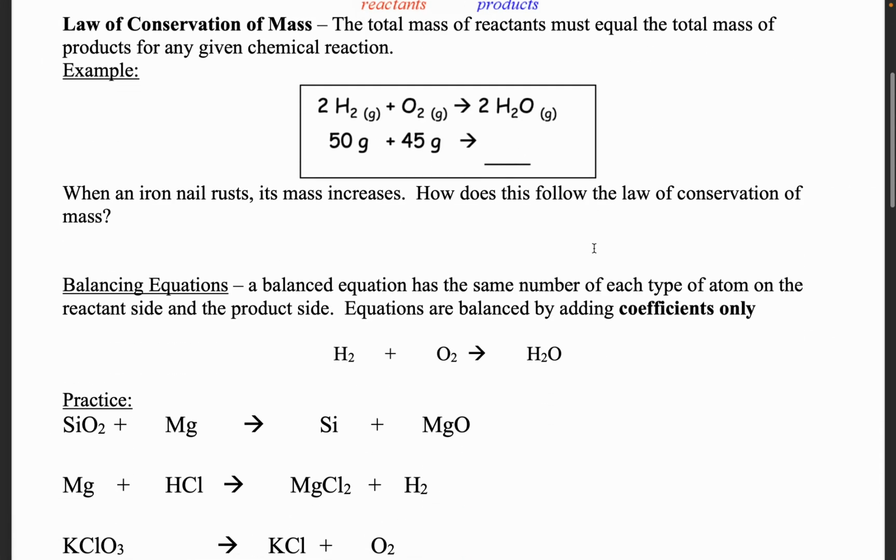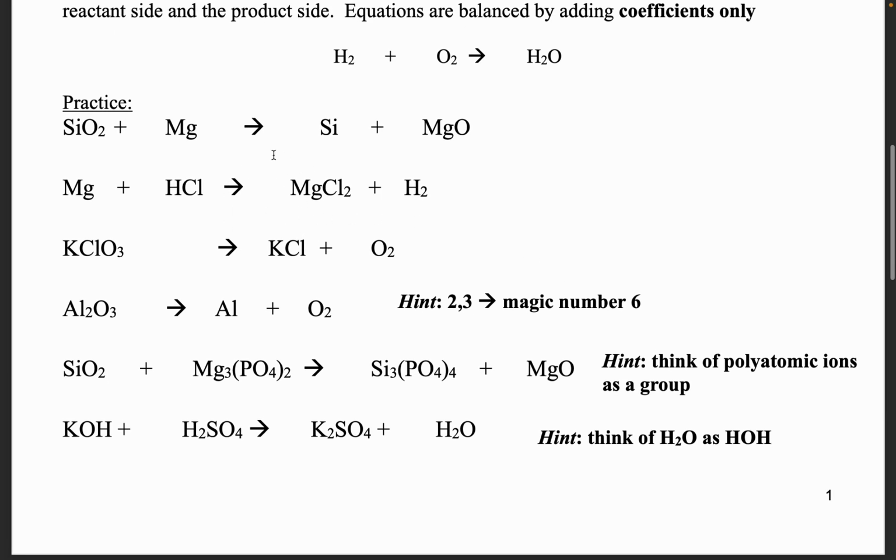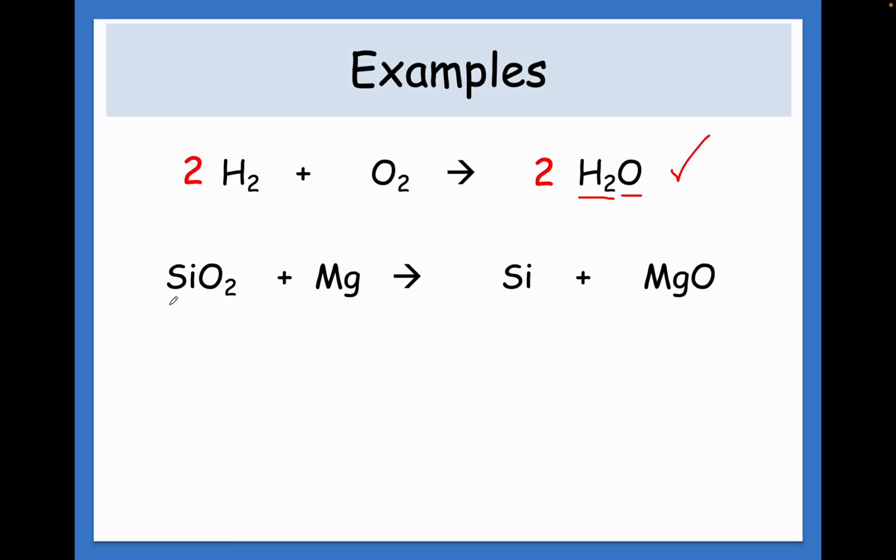Now, if you look, I am doing the ones that are in your handout. So these are at the bottom. If you do not have your handout, go ahead and scribble them down in your notes, pause and write them down first, and then balance them as I go, please. So we have SiO2 plus Mg makes Si and MgO.